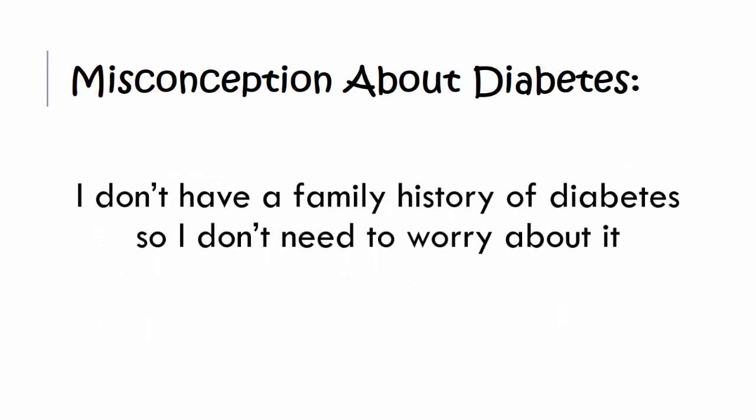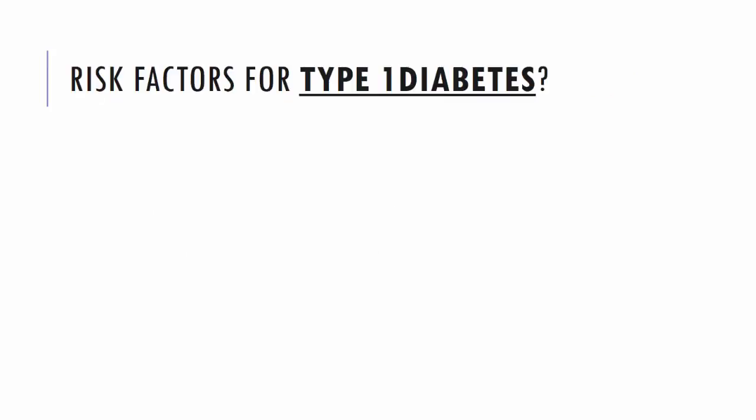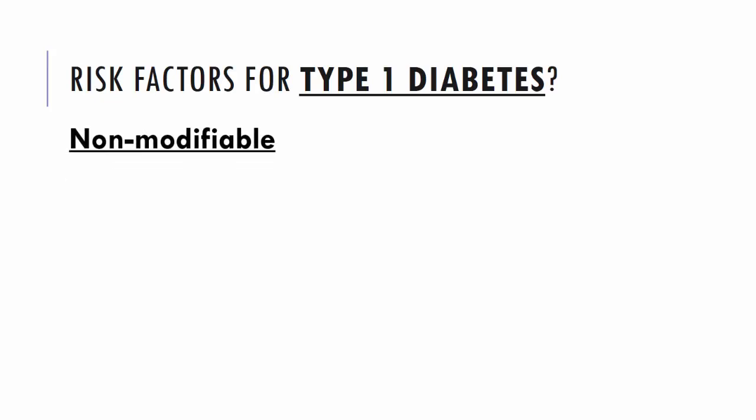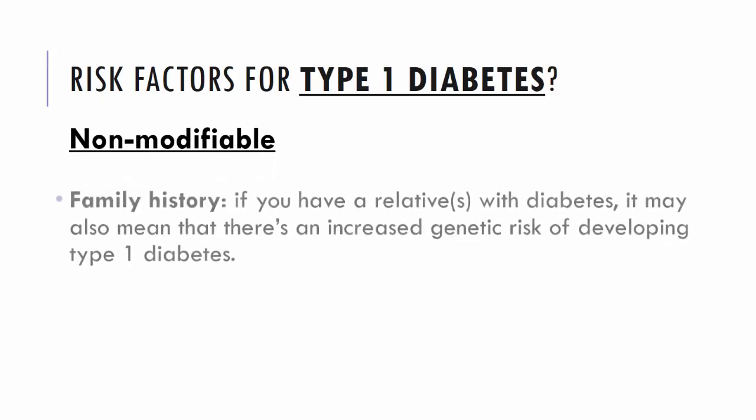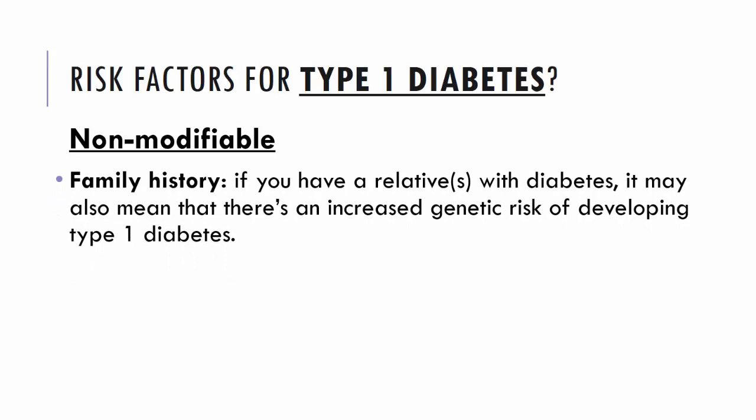The next misconception about diabetes is that I don't have a family history of diabetes, so I don't need to worry about it. Now let's take a look at the risk factors for developing type 1 diabetes. These are non-modifiable, meaning that we can't change these risk factors. Having a family history. If we have a relative that has type 1 diabetes, it can also mean that we have an increased genetic risk of developing type 1 diabetes.